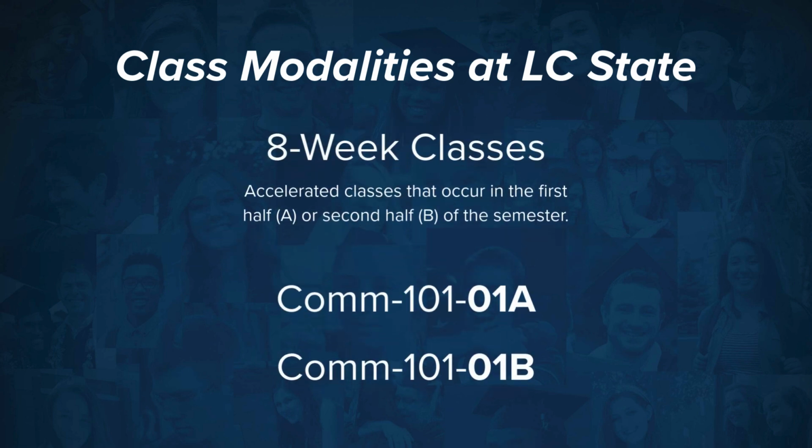Classes with the section number that ends in an A or a B are accelerated 8-week class sections that are available during the first half of the semester if it ends in an A, or the second half of the semester if it ends with a B.